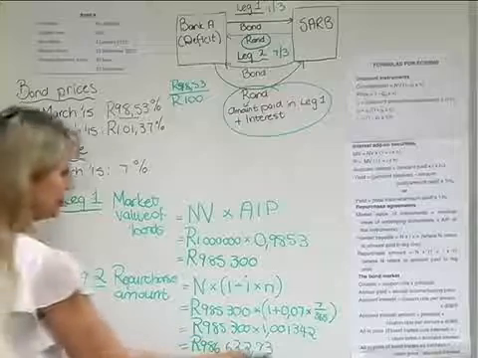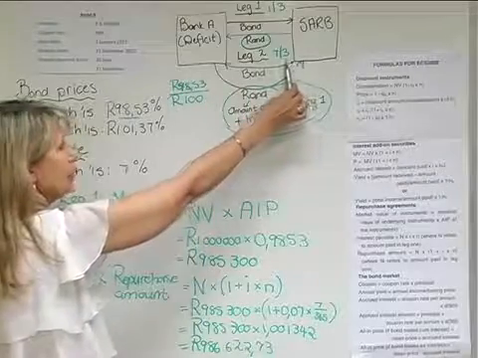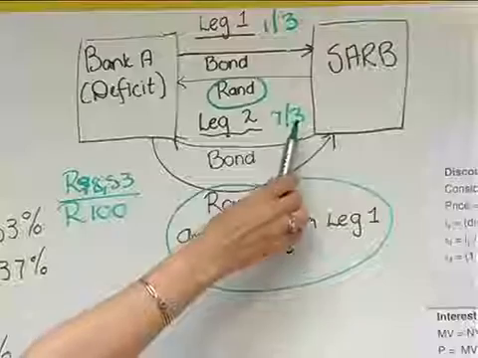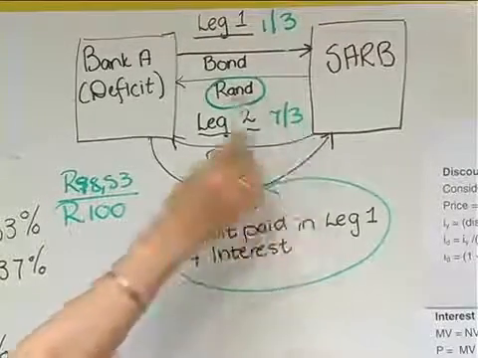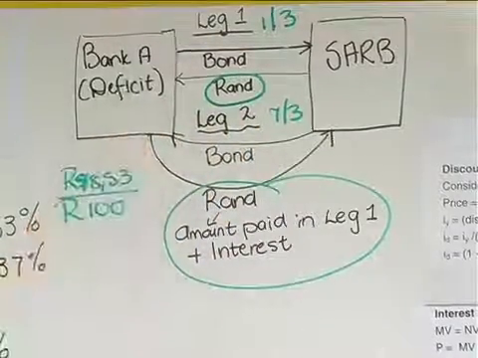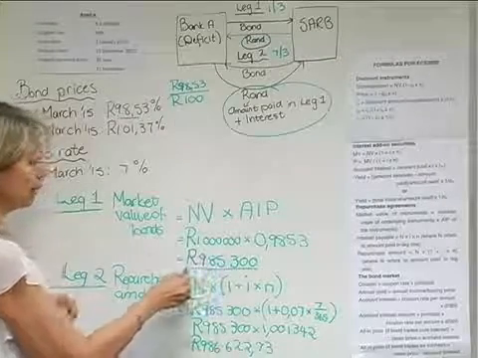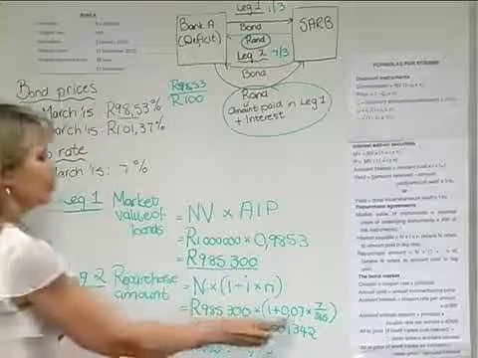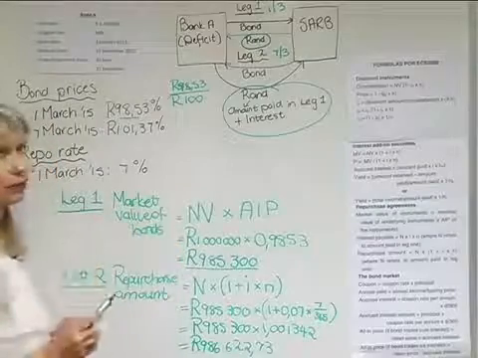So that will be the amount that will be paid in the second leg of the transaction, when the Reserve Bank is repaid for the amount that was borrowed by Bank A in the first leg. So in the first leg, this is the amount that was paid. In the second leg, we add interest calculated at the repo rate.